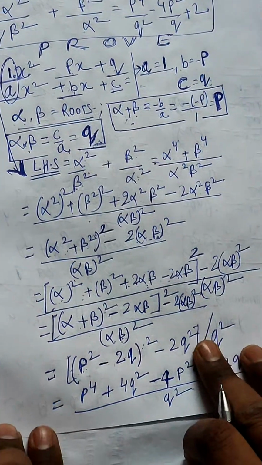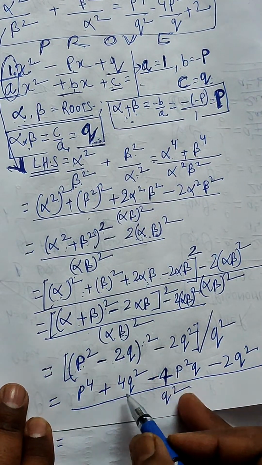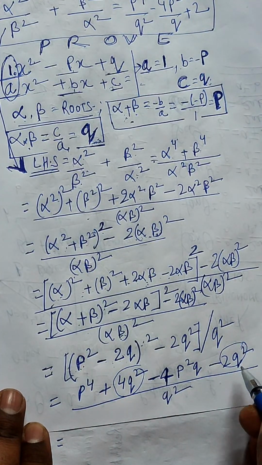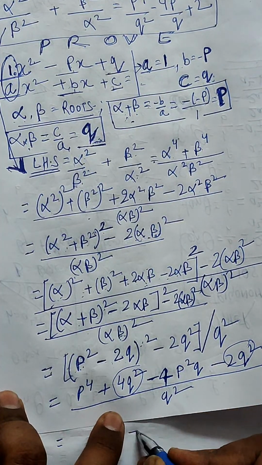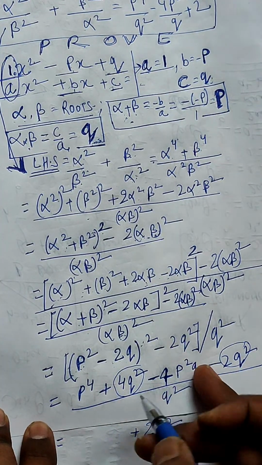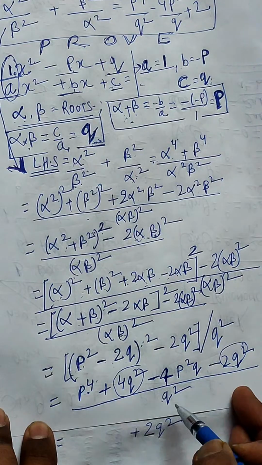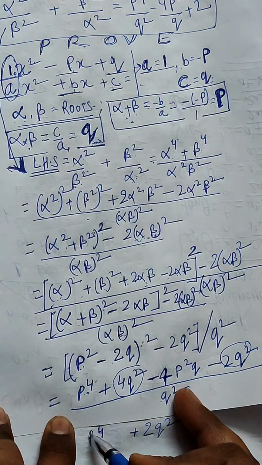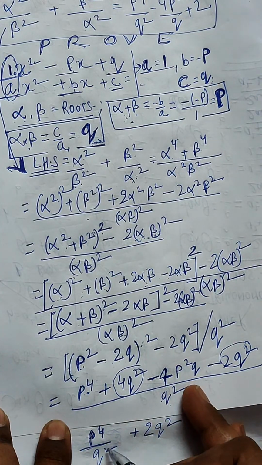Now this will give you p4 plus 4q square, and here you can see 4q square and minus 2q square, right? This will be 2q square. So this will be equal to 2q square, the second term, and the first term will be p4 by q square. We have almost arrived at our RHS.